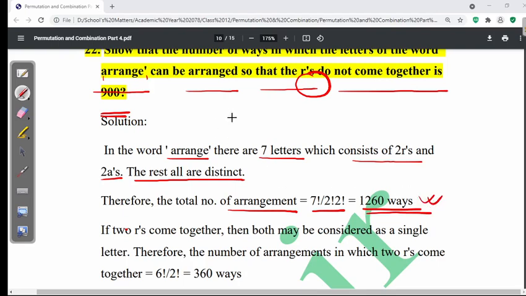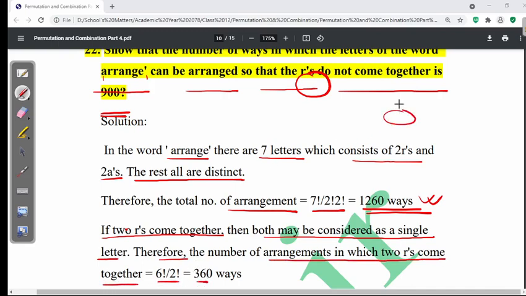Now, from the direct 7 letters, where two letters are repeated twice, that is the way of arrangement. But if two R's come together, both may be considered as a single letter. Therefore, the number of arrangements in which R's come together is 6 factorial by 2 factorial. Why? 2 R's are a single unit, then there are other 5, in total 6. Out of that 6, we are not counting R, but we have to count A also. That's why we divided by 2 factorial, which gives 360.